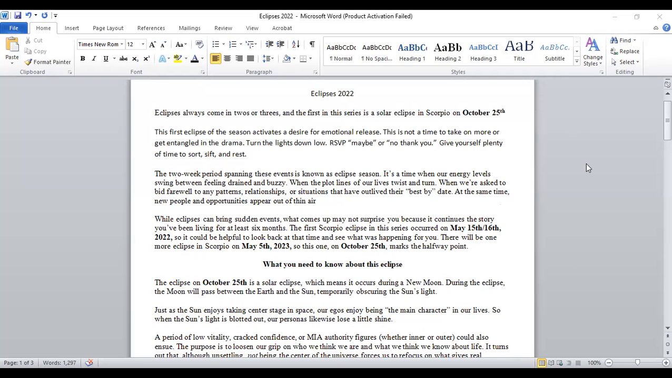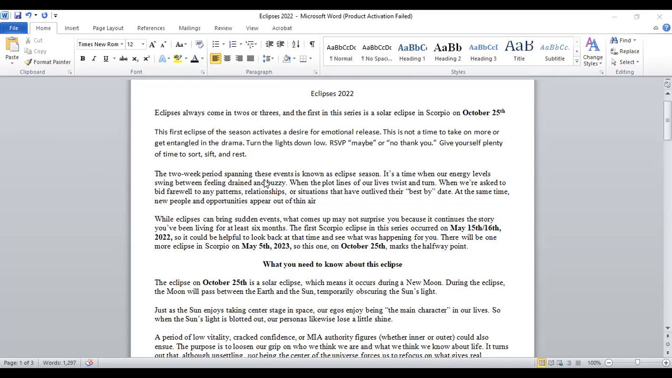All right, so eclipses always come in 2s or 3s, and the first in this series is a solar eclipse in Scorpio today on October 25th. The first eclipse of the season activates a desire for emotional release. This is not a time to take on more or get entangled in the drama, especially now that it's in Scorpio, but we'll get there. So advice is kind of like turn lights down low, RSVP maybe, or no thank you. Give yourself plenty of time to sort and sift and rest.